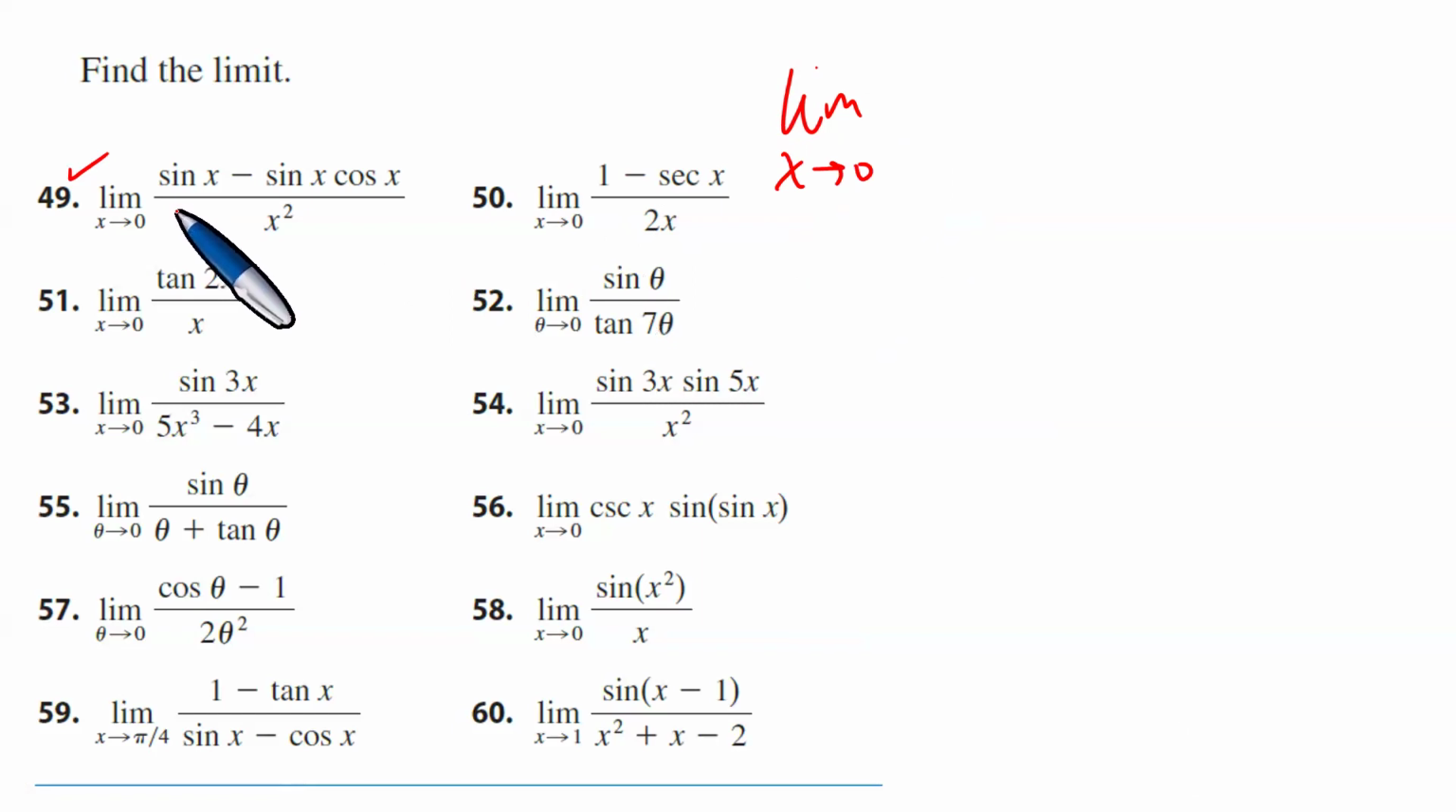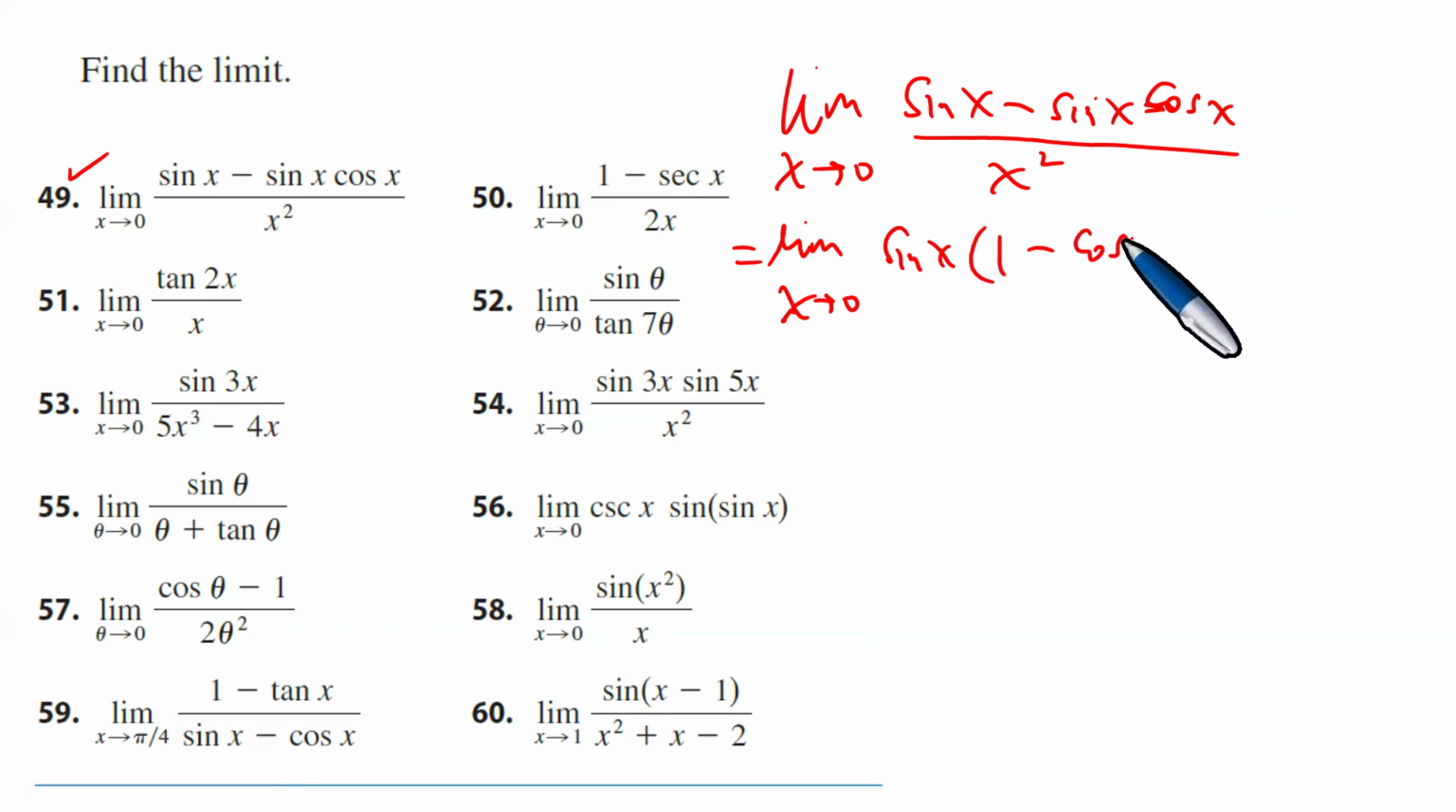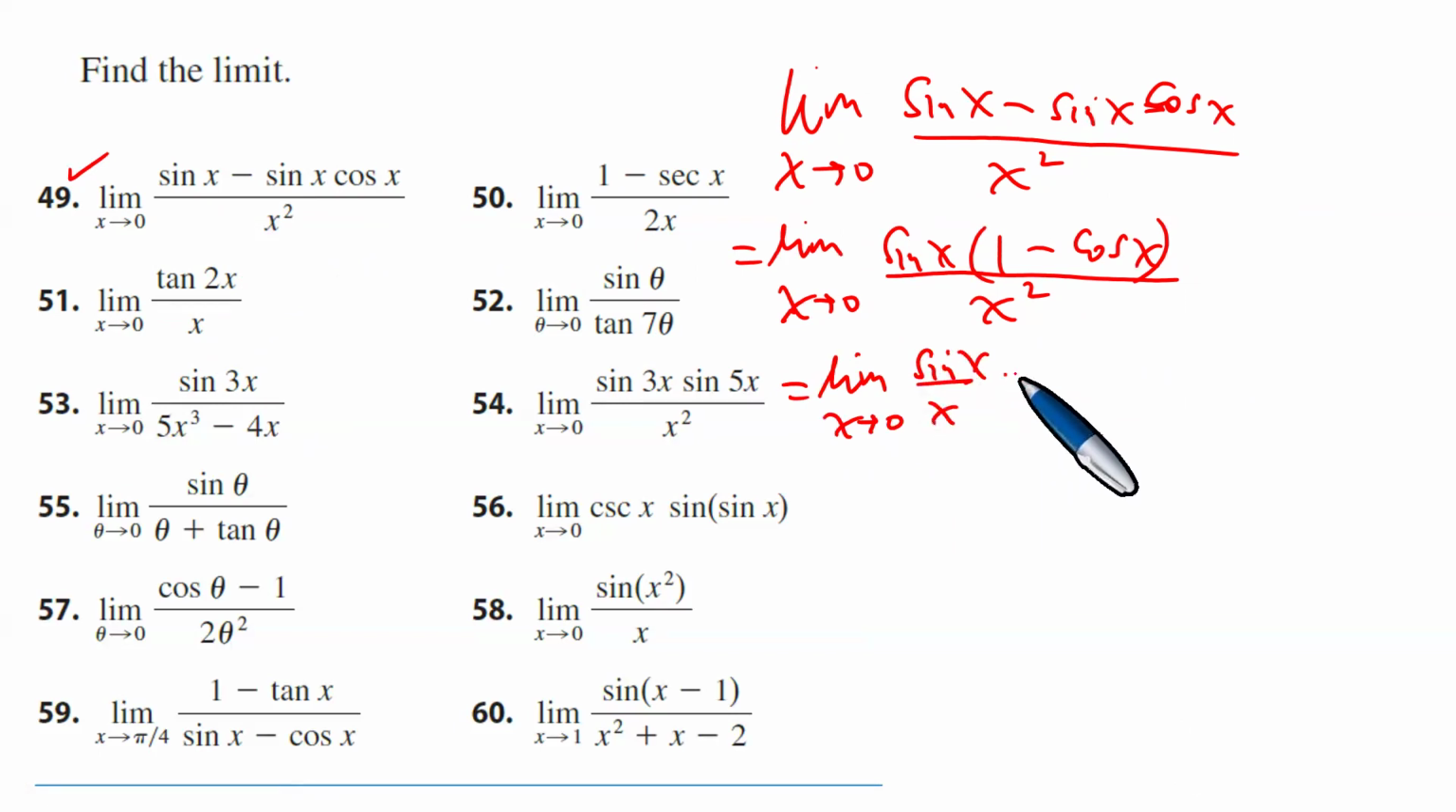Up to this point, you have exactly this particular question here. One thing we are able to see is that we have been given sine x minus sine x cosine x, and you divide everything by x squared. The limit as x approaches 0 of sine x (1 minus cosine x) divided by x squared. We can write it as sine x over x times (1 minus cosine x) divided by x, because x times x is x squared. That is what is evident.